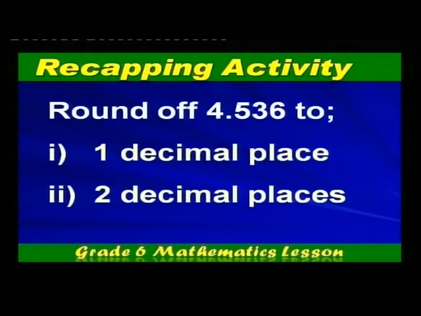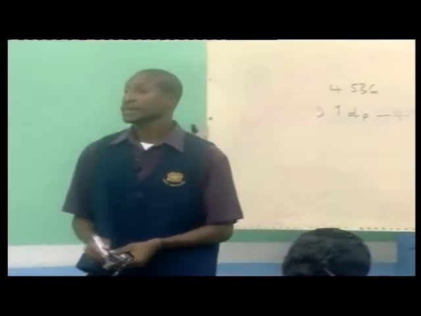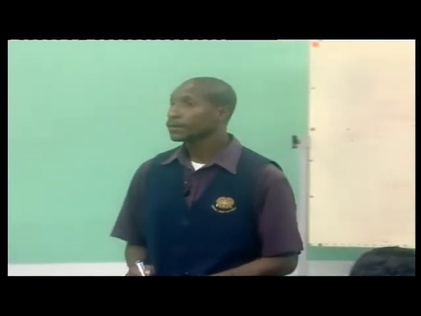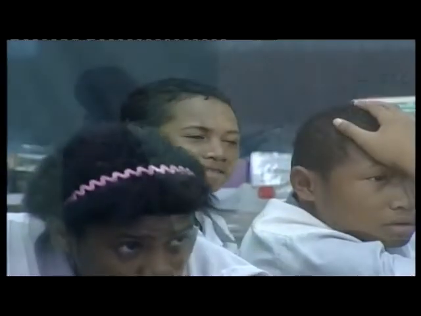Okay, let's have Imelda to help our friend Sam. Imelda? 4.536 to one decimal place. Very good. 4.506. So 4.506 or what? Who can help our friend Junior? Remember, we are rounding the decimal number to one decimal place. Robert? 4.56. Okay.